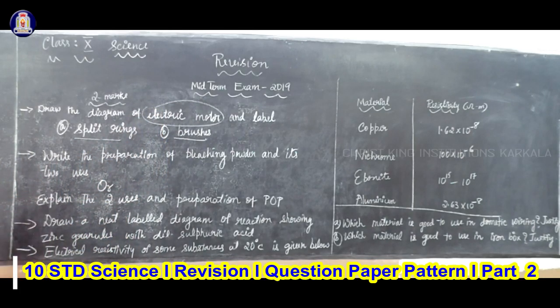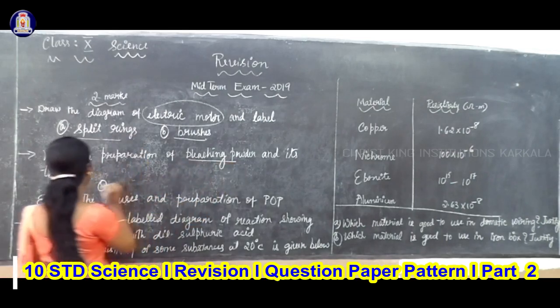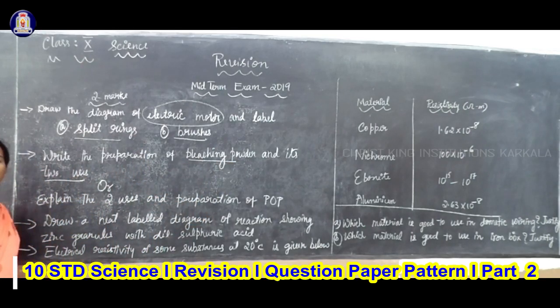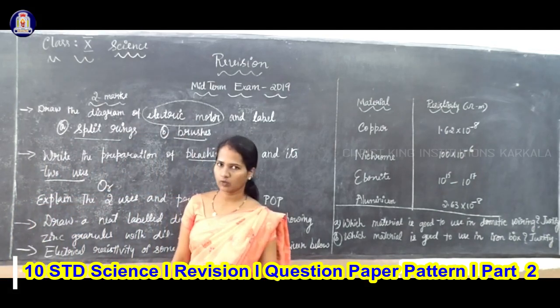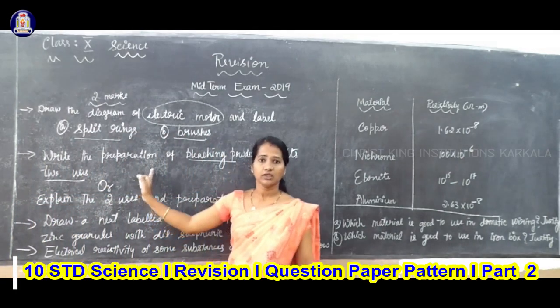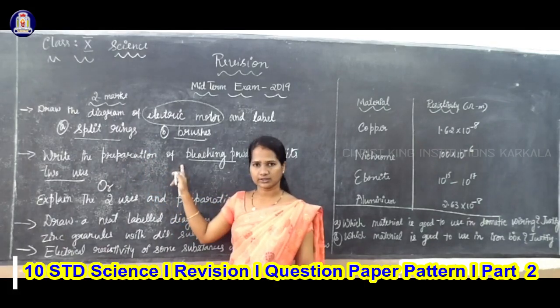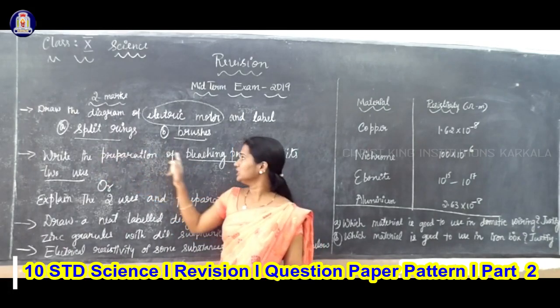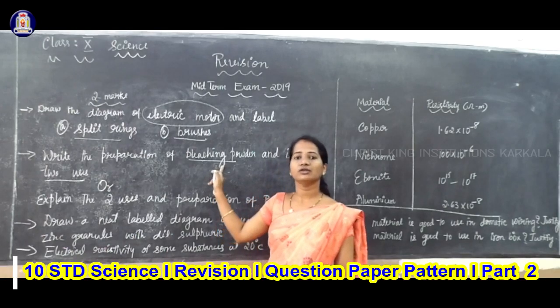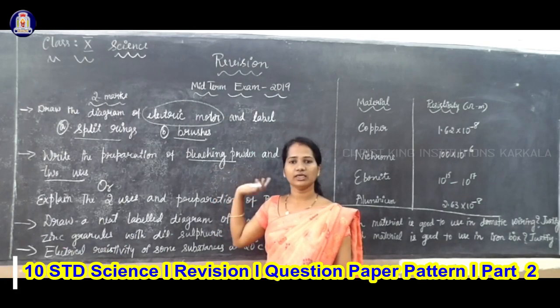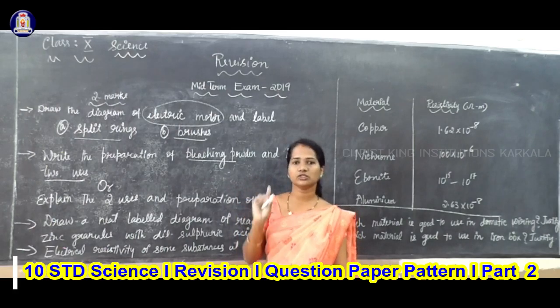Write the preparation of bleaching powder and its 2 uses. How bleaching powder is prepared and 2 uses of bleaching powder. This is a 2 mark question. Here chemical equation is not asked, just asked how bleaching powder is prepared. By the action of chlorine on dry slaked lime, we get the bleaching powder. For writing this, 1 mark.